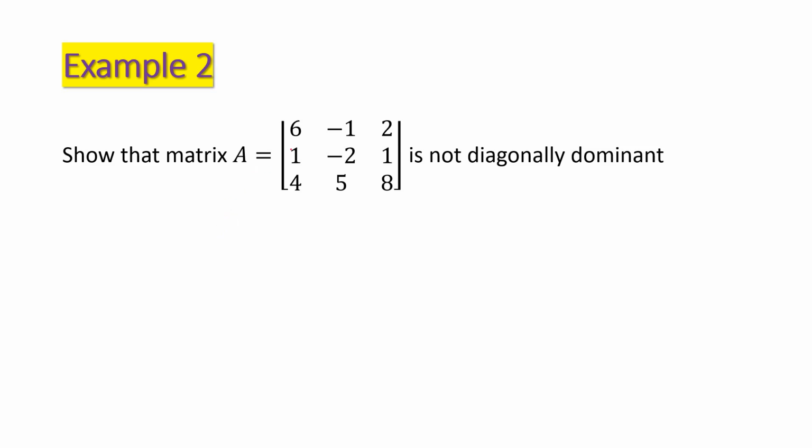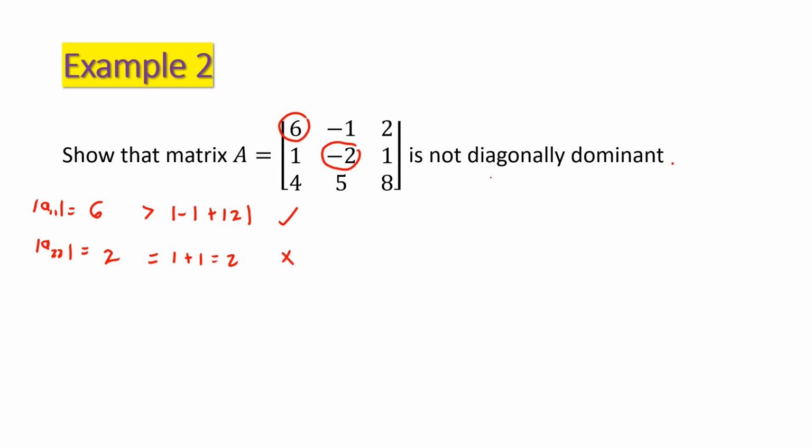Okay, second example: show that A equal to [6, -1, 2; 1, -2, 1; 4, 5, 8] is not diagonally dominant. Again, magnitude A11 is 6, and this is greater than magnitude of -1 plus 2, which is 3. Now you see magnitude A22 is 2. Now for this one, take the magnitude of the other entries: 1 plus 1 equals 2, not greater.